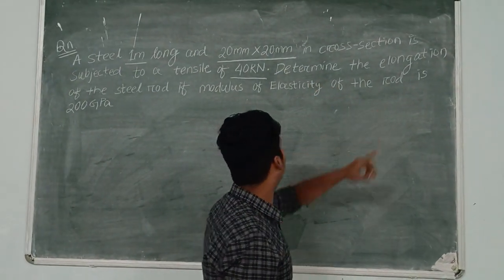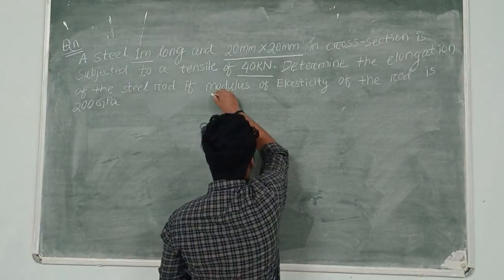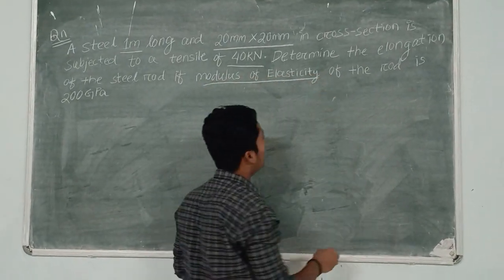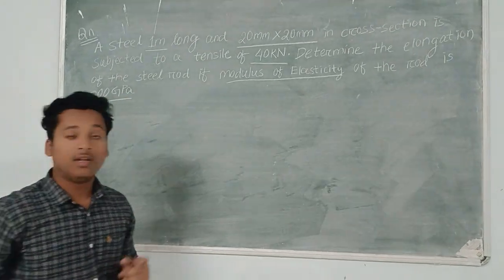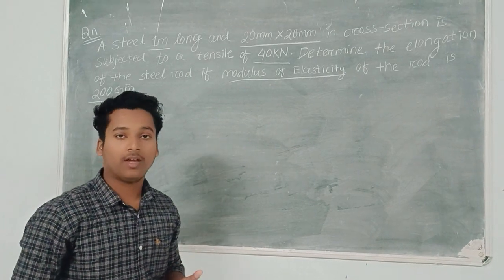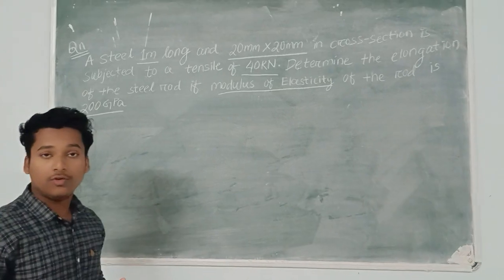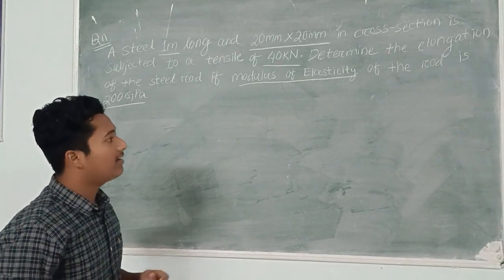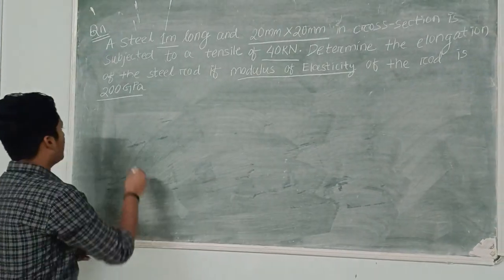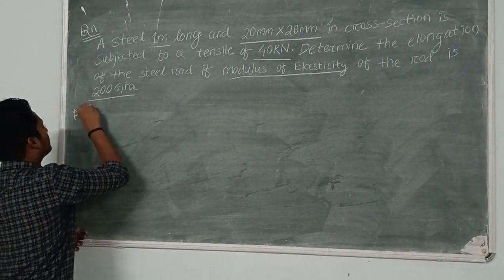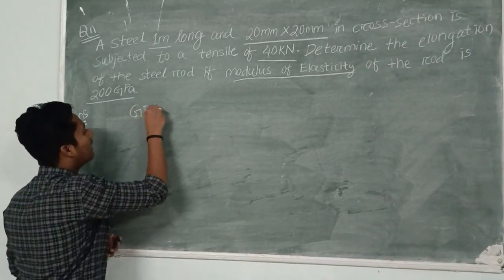Now determine the elongation of the steel rod if the modulus of elasticity of the rod is 200 GPa. So this type of question may come in your semester exam. So now what is the solution? Okay, so you have to write in the given format, follow my format, that is answer. So first of all you have to write given data.